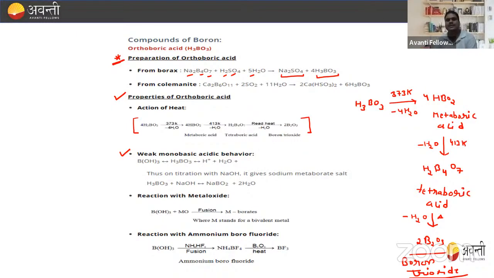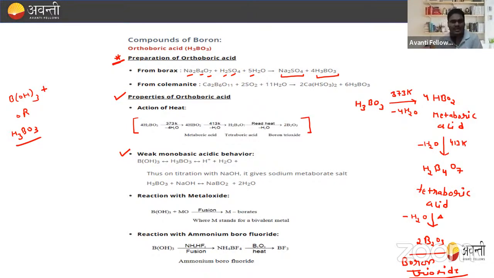Now, reaction with the metal oxide. So what happens when orthoboric acid is treated with the metal oxide? Orthoboric acid, that is B(OH)3, we can also write as H3BO3. Both things are the same. So we can write orthoboric acid as B(OH)3 or H3BO3. Both things are the same.